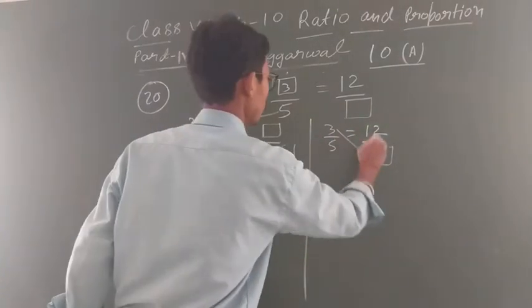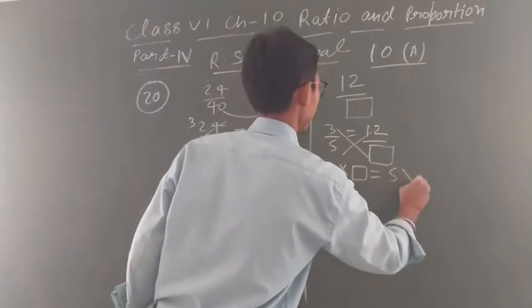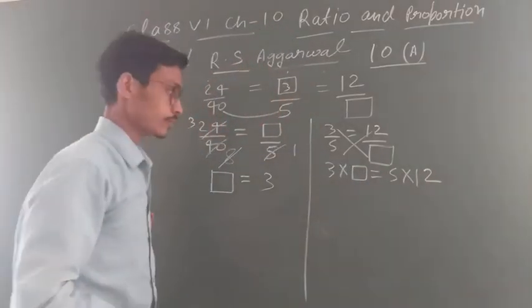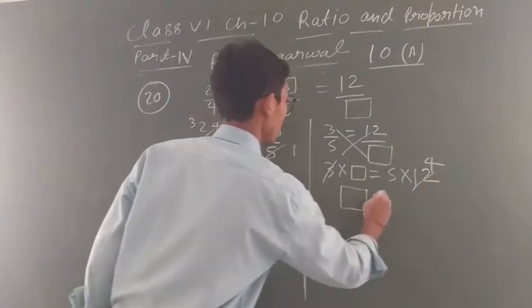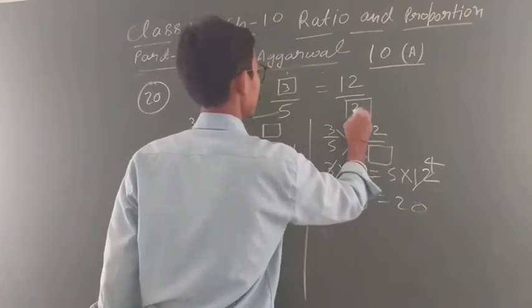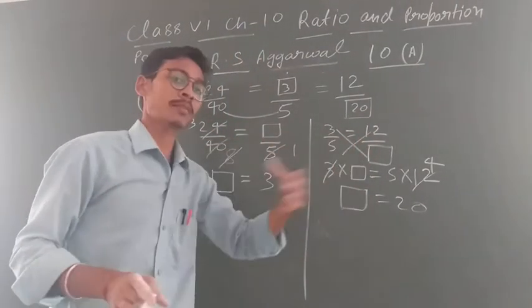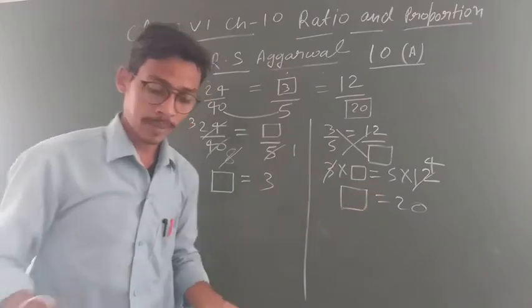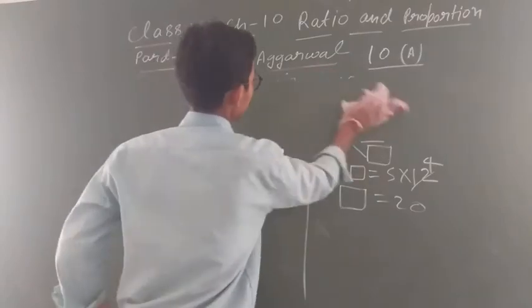But if you want to do cross multiplication, 3 into blank equals 5 into 12. So 3 fours are 12, meaning box will be equal to 20. Look, the answer is 20. The same answer will come by cross multiplication and by the other method. You can solve by both ways. Okay student? Let's go. So this is our exercise 10A.